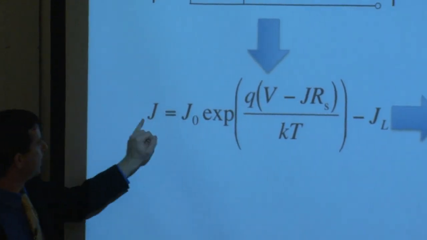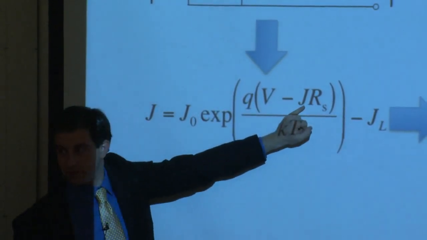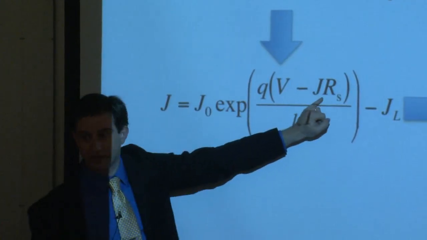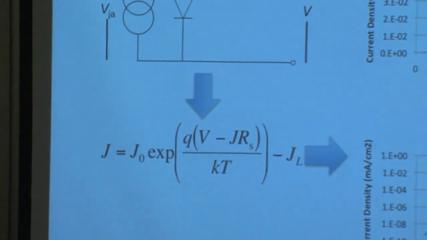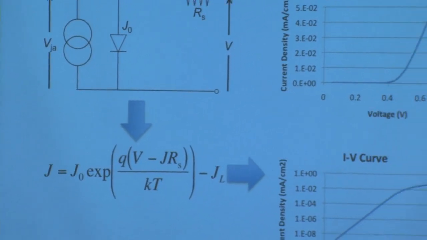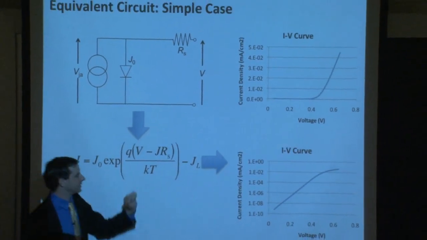And notice what else happened. Now we have a nonlinear equation. Our current density is a function of our current density, right? So this is becoming more difficult to solve analytically.